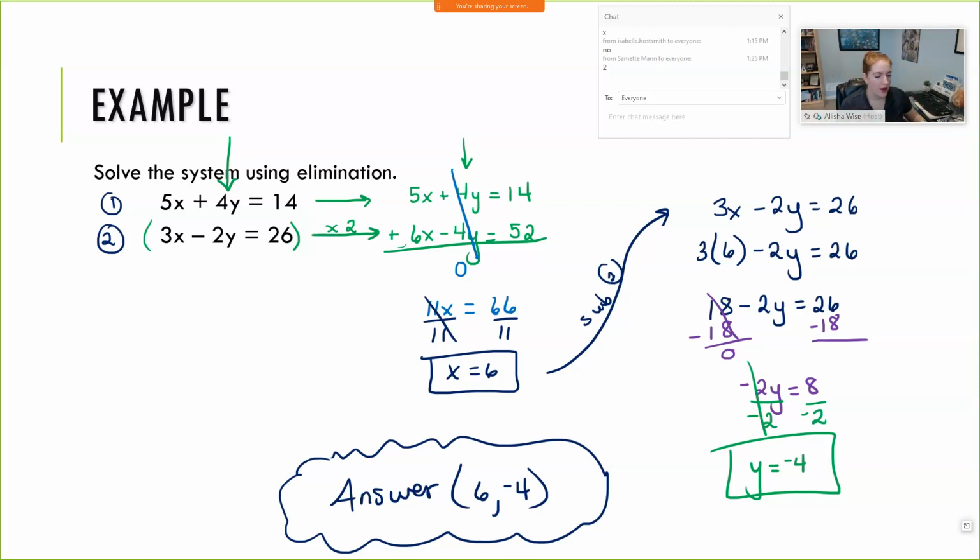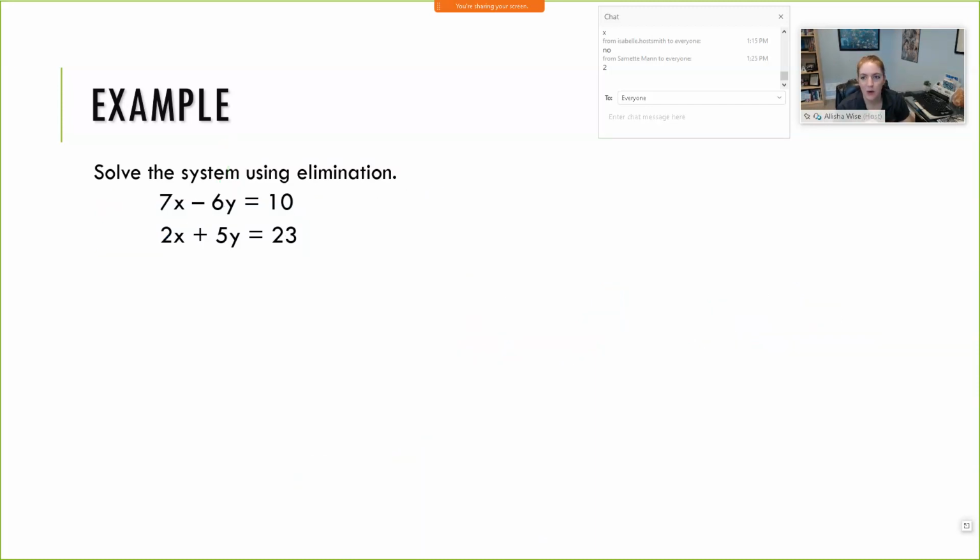So you may be asking yourself, but wait, what if it's more complicated than that? Let's look at it. So in this next system, it gets a bit more exciting. 7 is not a multiple of 2. You can't multiply a 2 by a whole number to get 7. Same thing with 5 and 6. You can't multiply by something to get 6.